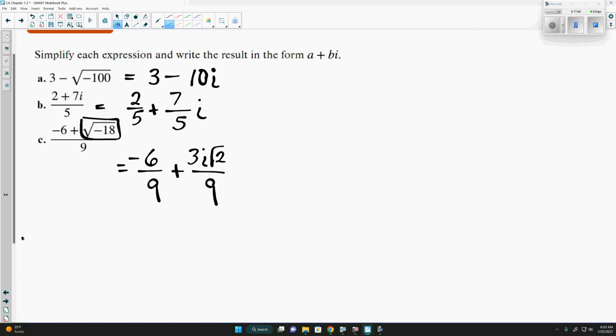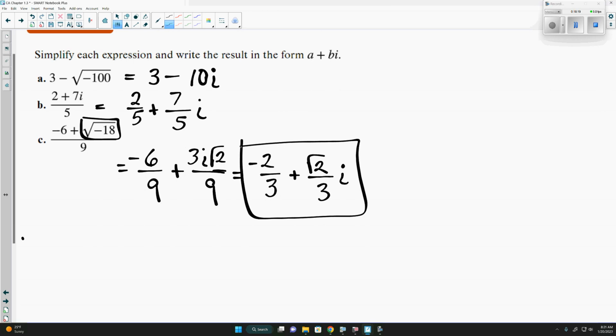Now we do need to simplify. Because negative 6/9 is going to become negative 2/3, because they both have a common factor of 3. That will simplify out. Plus 3/9 reduces to 1/3, yes? Now we don't have to write the 1 in the numerator if there's something still left there. The i we can move over to the side, and the only thing we have left up there is square root of 2. So that there is your final answer.